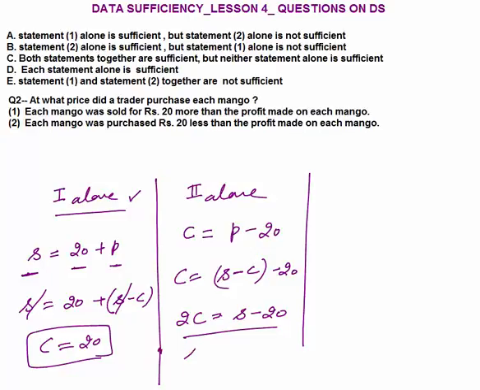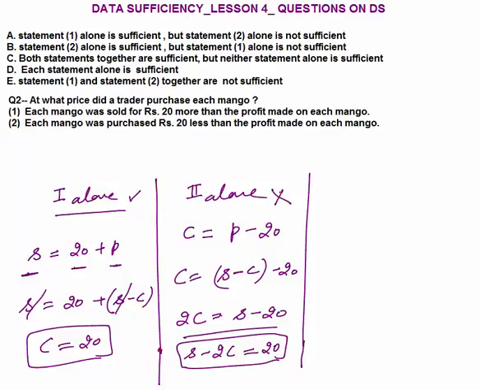If I say that S minus 2C will be equal to 20, this is a linear equation and I can have infinite possible values of both S as well as C. So from this statement I am not getting a unique answer. This is not sufficient to answer the question.